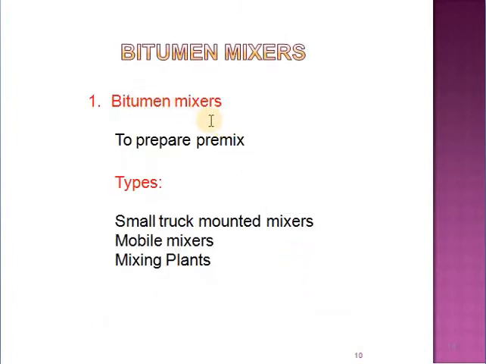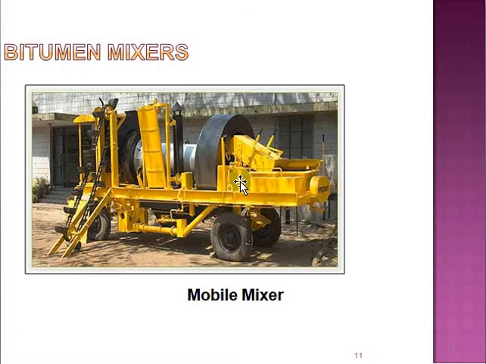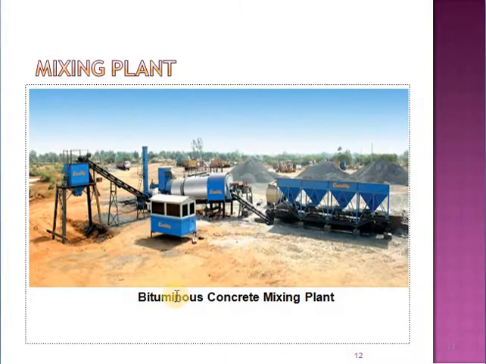So what are bitumen mixers? To prepare mix, there are types: small truck mounted mixers, mobile mixers, mixing plants. There are three types of bitumen mixers. So this is a mobile mixer. In this, mixing of bitumen will be done, and this is the mixing plant. You can see in the very big construction companies, a bituminous concrete mixing plant. So it will be stored as separate site facilities.